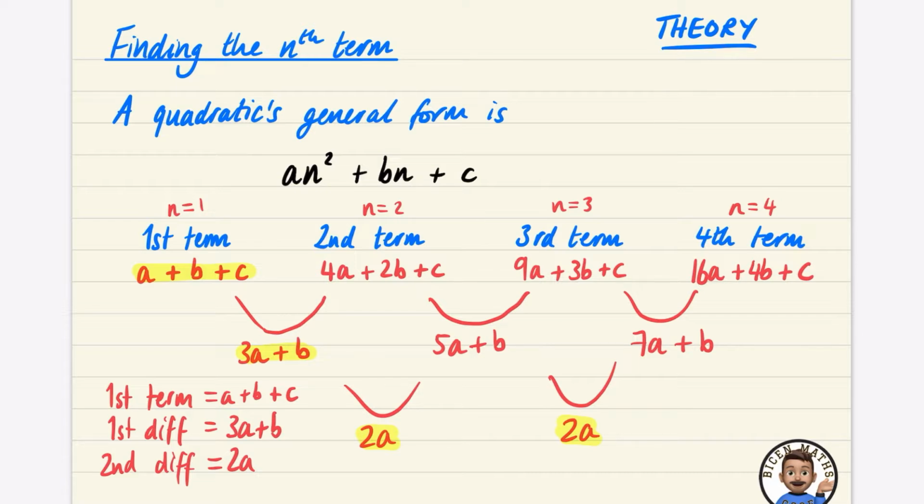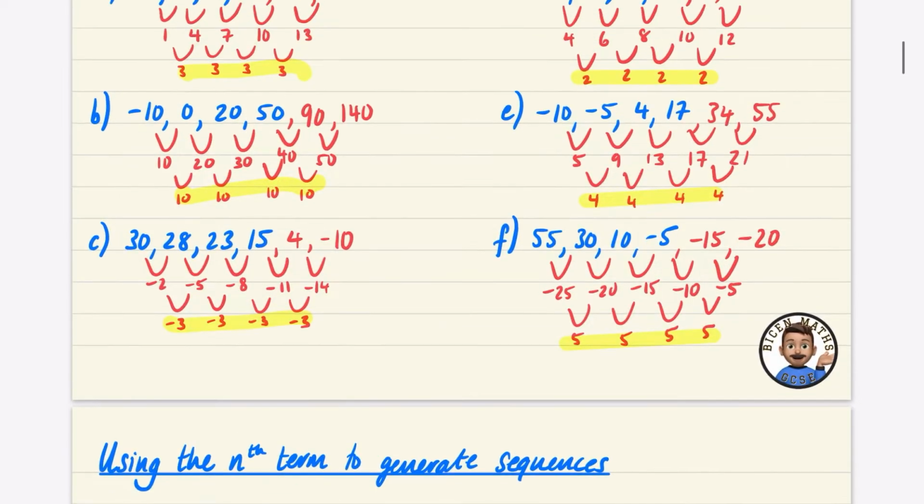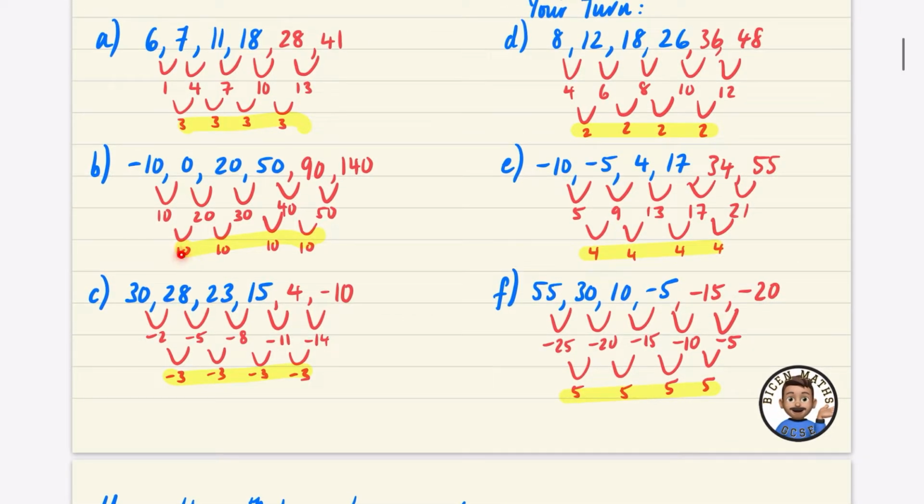Now I'm going to show you a few different methods. All of the methods use the fact that the second difference is equal to 2a. So if you want to find out what a is, you find the second difference and you halve it to find out what a is. So for example, in this one, the nth term is going to start with a 5n squared.